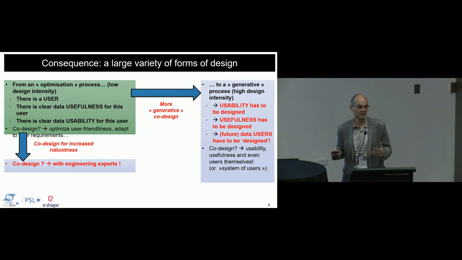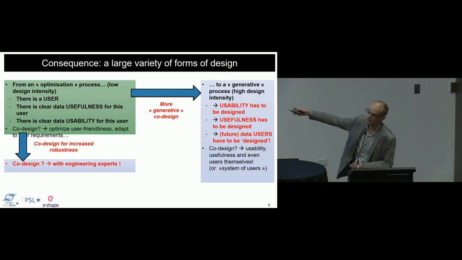How to build on this? Here we have methods. It's quite easy. But here we need new methods, and here we need new methods that will increase the robustness of the service, and here we need methods to design more innovative services. So this is where there is a need for co-design methods.